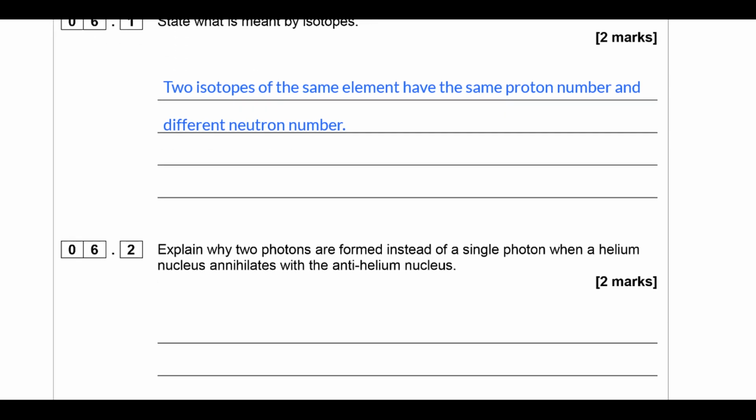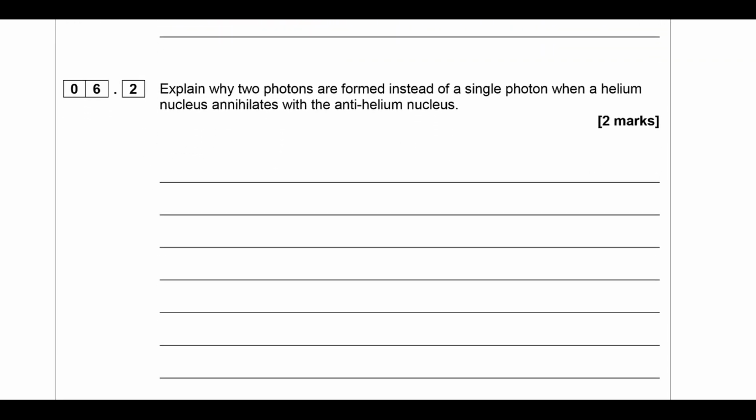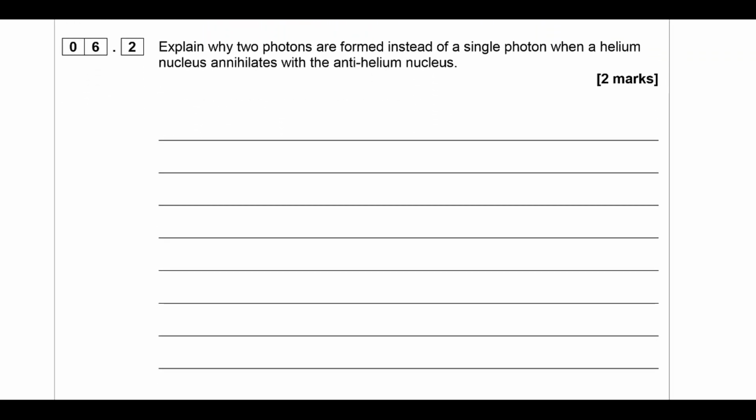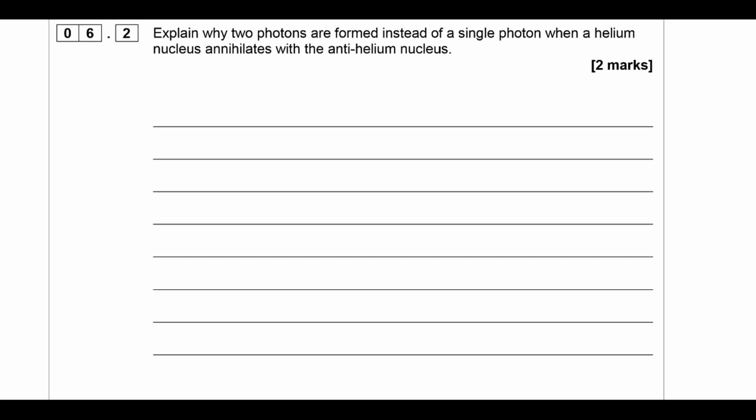Okay, so moving on to part 2. Explain why 2 photons are formed instead of a single photon when a helium nucleus annihilates with the antihelium nucleus. If we produced just 1 photon, that would violate conservation of momentum. So we need to produce 2 photons traveling in opposite directions to keep momentum conserved. Okay, so let's get that down. All right, so that's that one there.